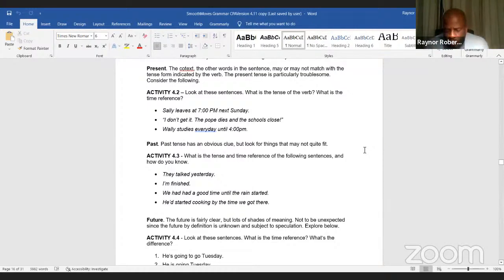What about this one? We had a good time until the rain started. So "had" is always on its own. It sounds like it's past, right? But why didn't you say, "We had had a good time until the rain started"? Think about that.